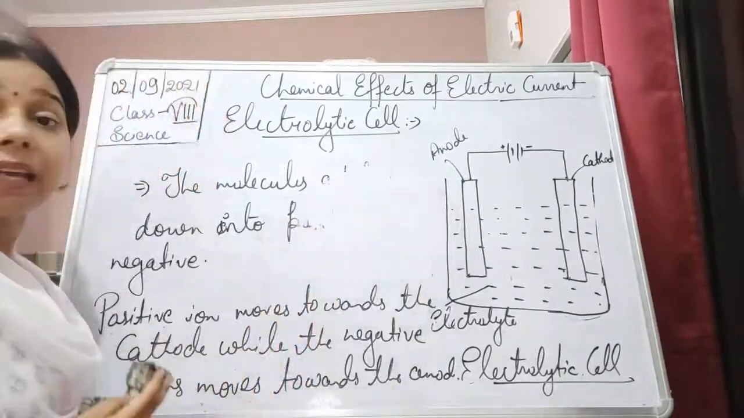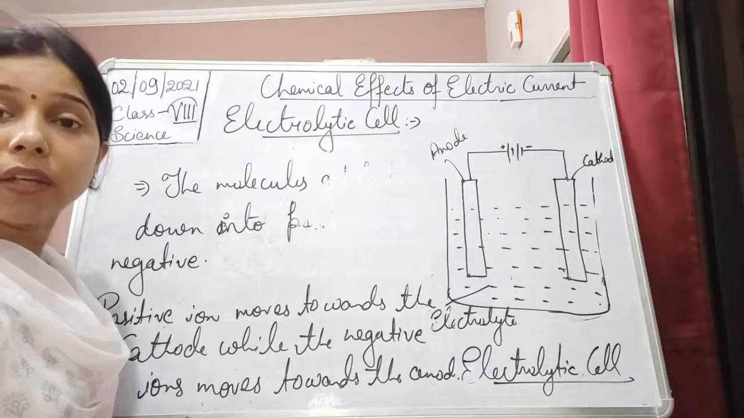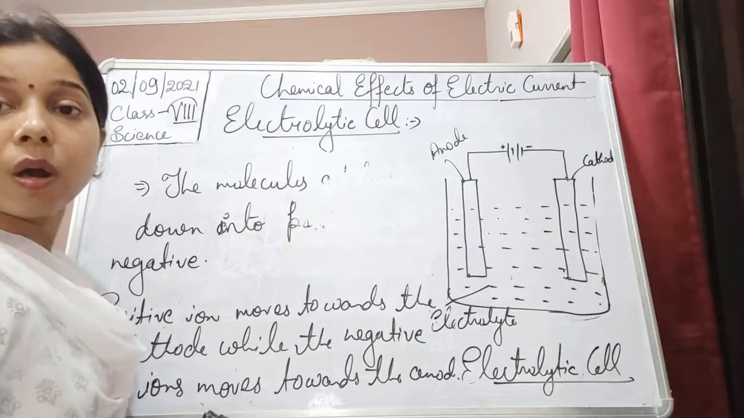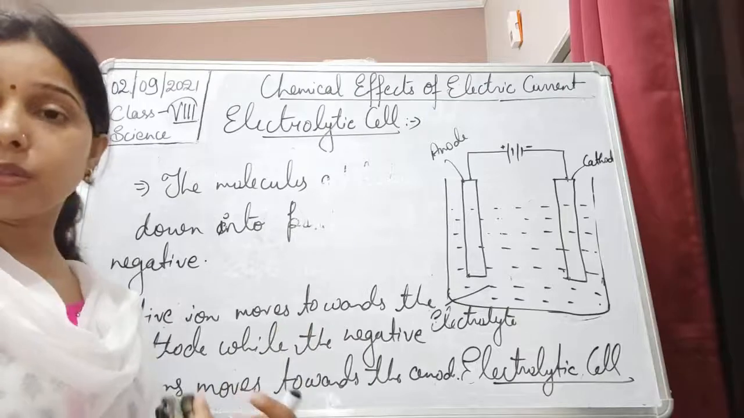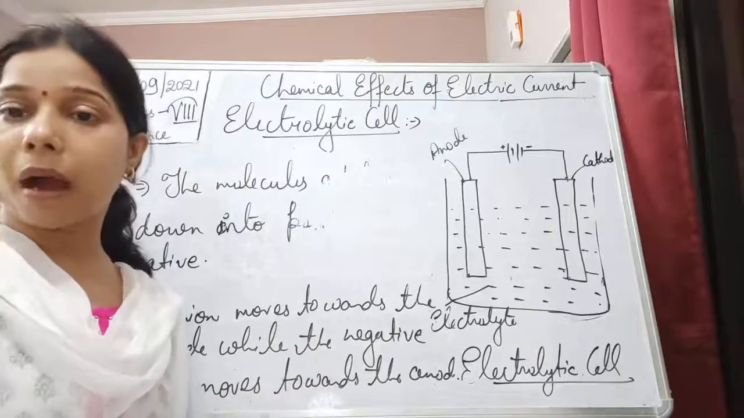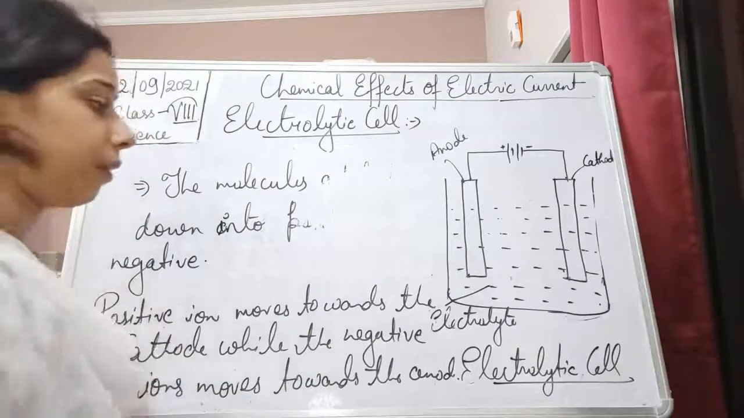Now suppose in the electrolyte we have taken sodium chloride. So sodium chloride will also get dissociated. It will also break down into sodium ion and chloride ion.